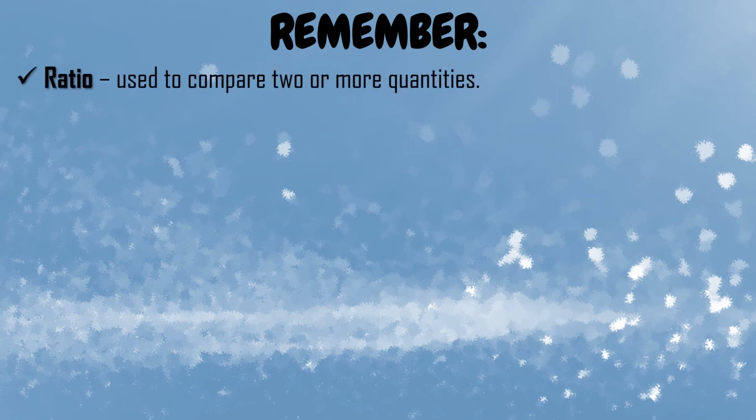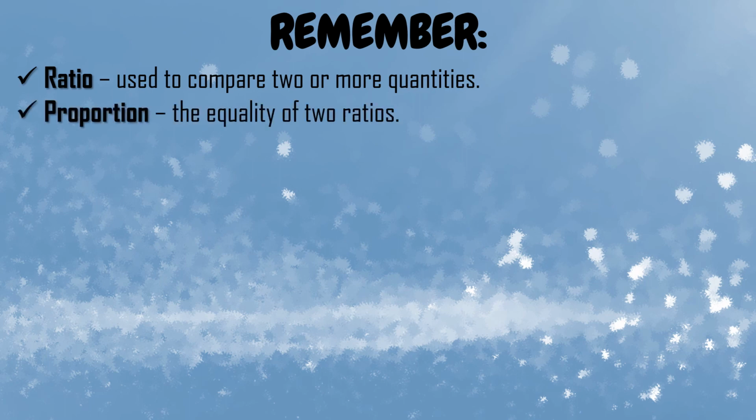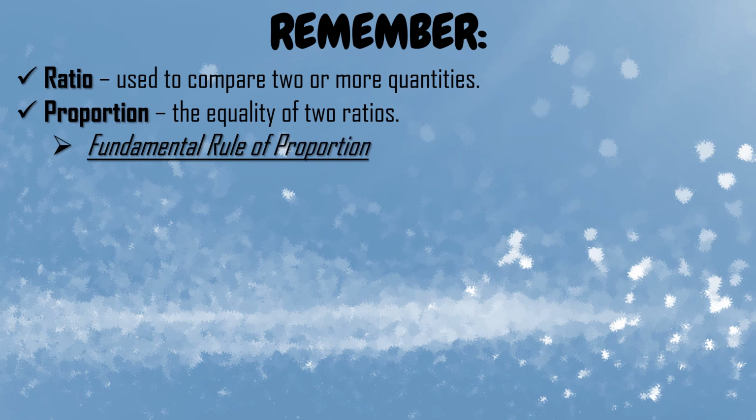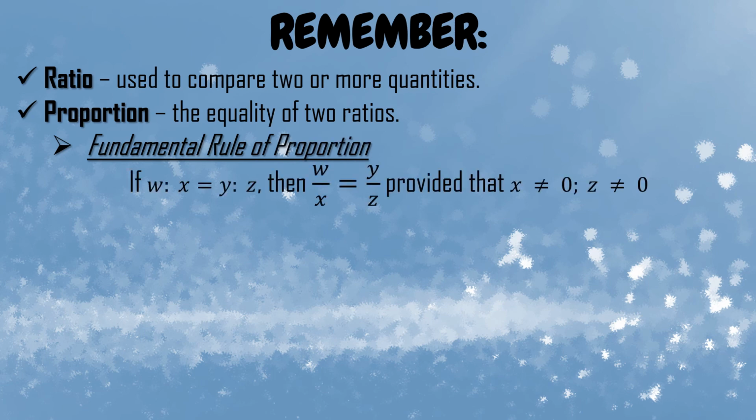Let us now summarize what we have learned about this lesson. When we said ratio, it is used to compare two or more quantities. And when we said proportion, it is the equality of two ratios. And then we have the fundamental rule of proportion. If W is to X is equal to Y is to Z, then W over X is equal to Y over Z, provided that X must not be equal to 0 and Z must not equal to 0. Again, kailangan hindi maging 0 ang dalawang denominators dahil hindi na yon kayang isolve.